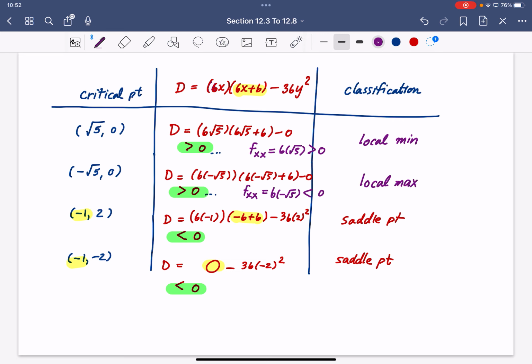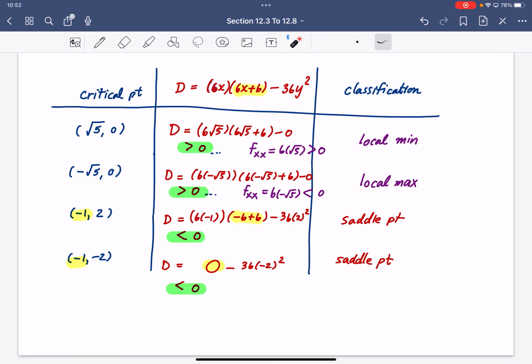And then this is at the end of the question. So you actually classify all the critical points already. Negative square root 5, 0 is a local min. Minus 5, 0 is a local max. These 2 points are saddle points. Does it make sense? Tedious in calculation, but in concept, not that hard.